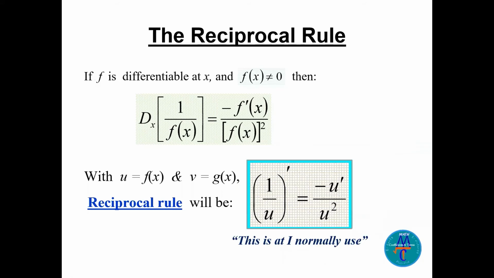Now, the reciprocal rule. If we have 1 over a function, any function can be there, 1 over that function, we need the derivative. So it will be minus f prime, the derivative of the denominator, divided by the function squared. Or you can use my rule here that I use, (1 over u) prime is minus u prime divided by u squared. It's up to you.